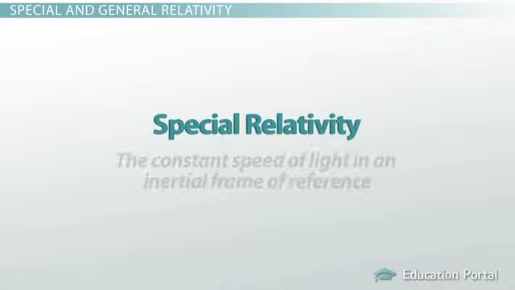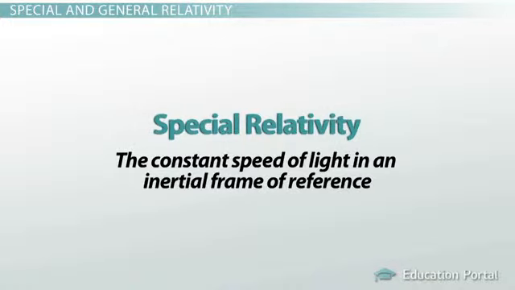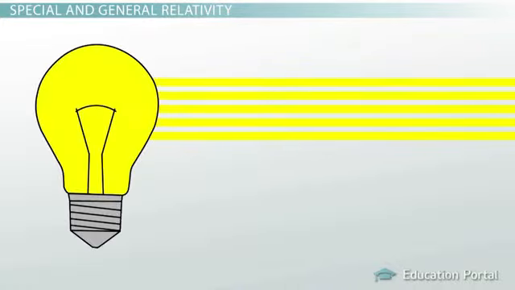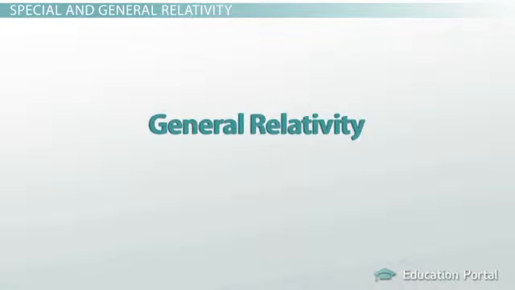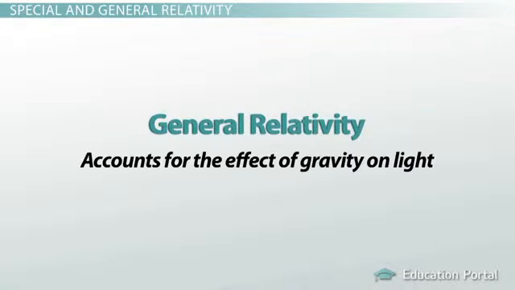Special relativity accounts for the constant speed of light in an inertial frame of reference, that is, no gravity. In other words, light speed is constant as long as it is moving in a straight line through space with no surrounding mass. Now, general relativity is needed to account for the effect of gravity on light.